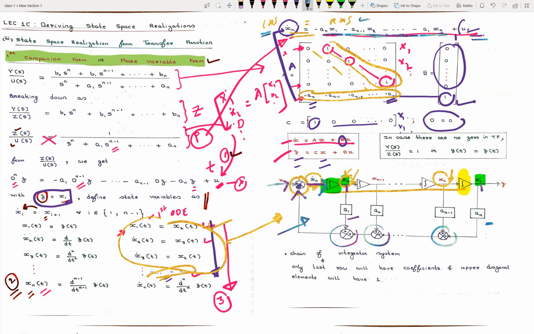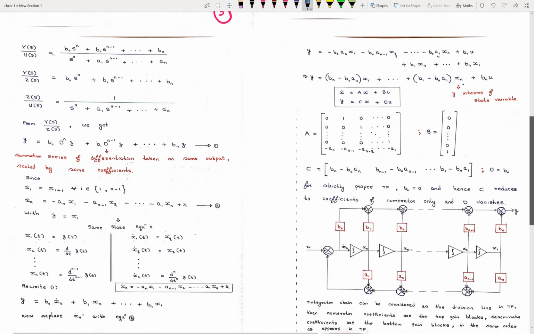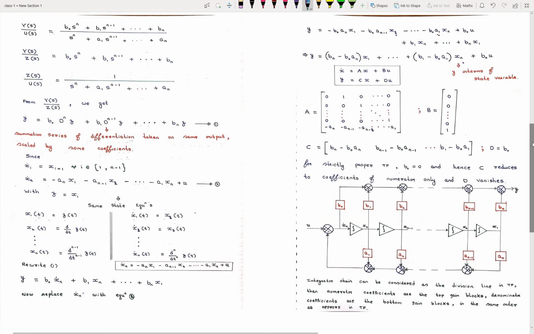Now we include the zero terms. Let me shift to another slide. See here, this is our zero term. This is the zero and this is the pole. For the pole we have already done it. Now we have to focus on the zero. Same concept as explained before.